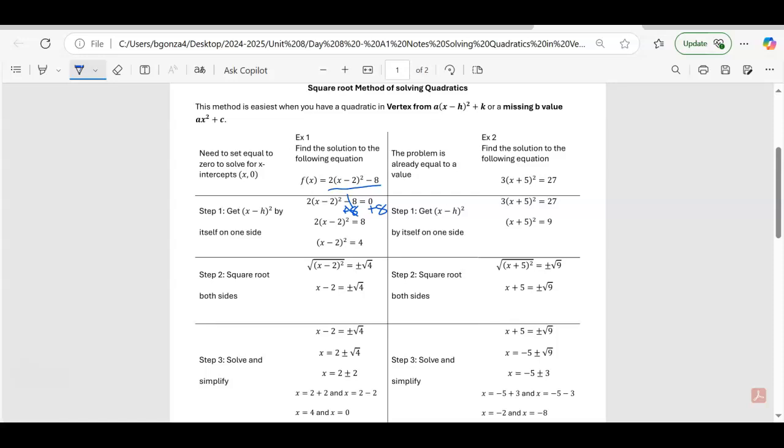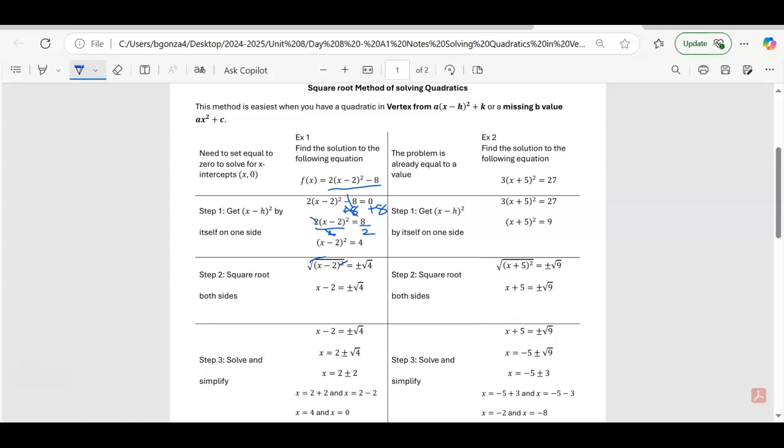Now, if I'm solving for x, the next thing I need to get rid of is this coefficient 2. To get rid of this 2, you divide by 2 on both sides. 2's cancel. And now you have this. 8 divided by 2 is 4. All right, next step. This is where it gets tricky. To get rid of a square, you have to do square root on both sides. And the square root cancel out. And when you square root 4, you have to put plus or minus in front of it. The square root always has two answers, positive and negative.